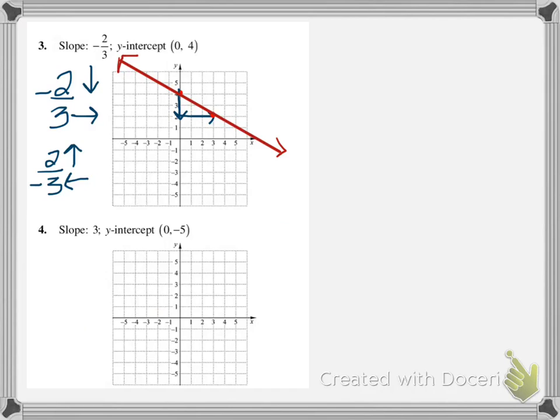Okay, let's try this next one. We have (0, -5) is my intercept, so I'm going to graph that first. And then my slope is 3, which is 3 over 1 if I write it as a ratio. So I have to go up 3 and right 1. That 1's really important, so don't forget about it. So I go up 3 and over 1, and then I can draw my line. And there's my line.